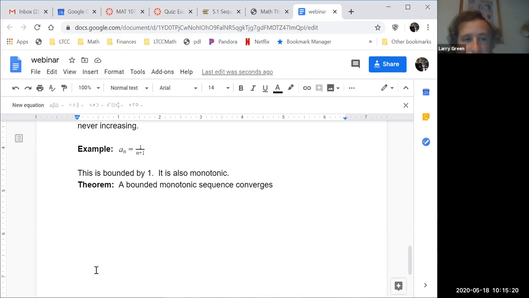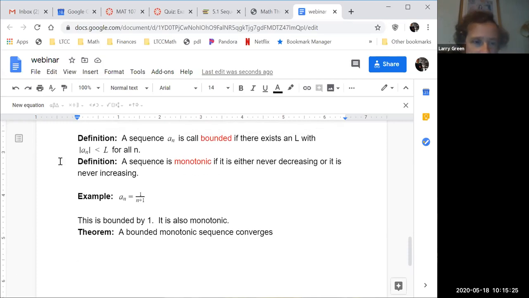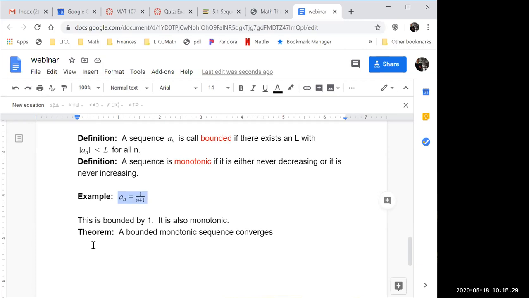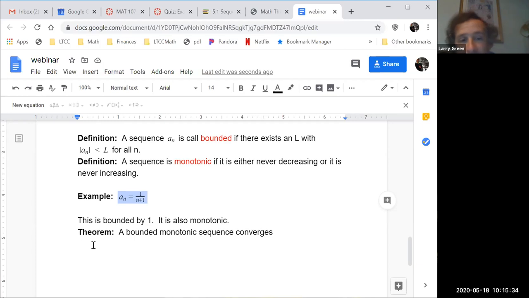So if you can show a sequence is bounded and monotonic, then it converges. So what about our example? Does that converge? Yes, because it's bounded and monotonic. Yes, you can turn it into a function: f of x is 1 over 1 plus x, and take a limit. But sometimes it's easier to just say it's bounded and monotonic. Done. Any questions at all on bounded and monotonic, which we call the bounded monotonicity theorem?